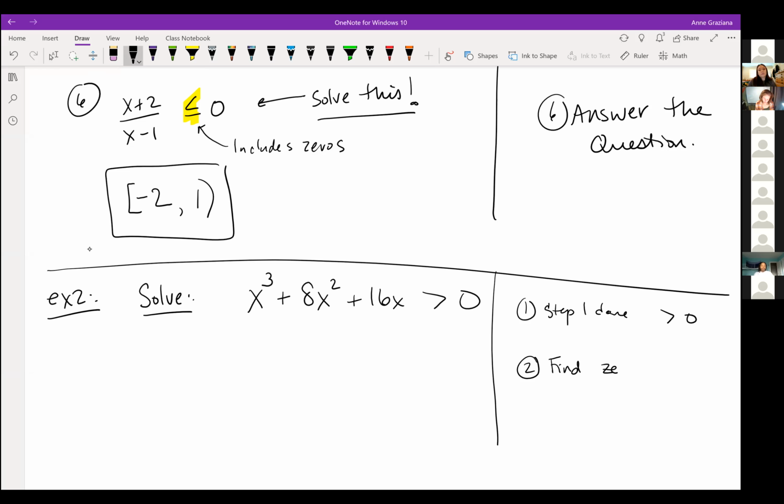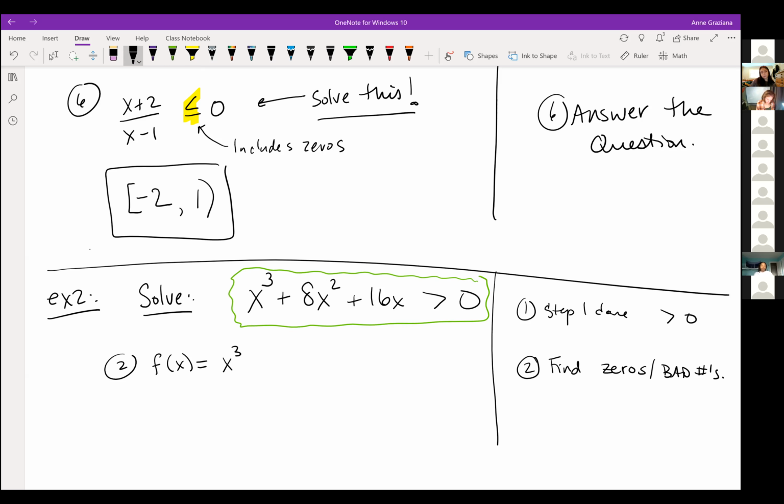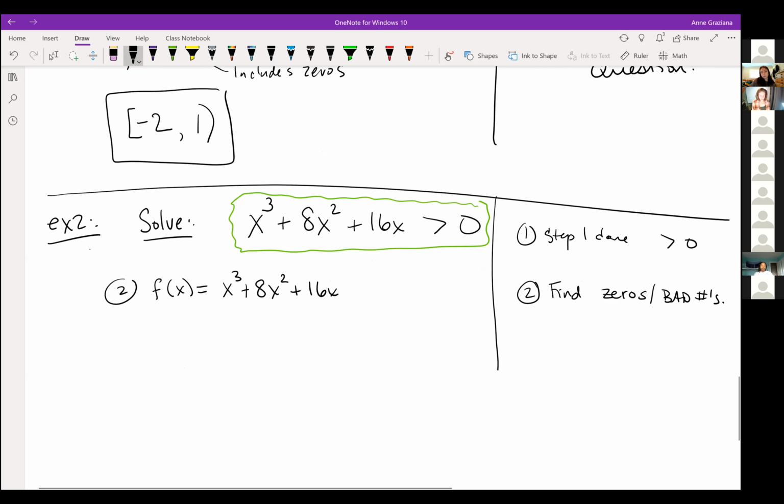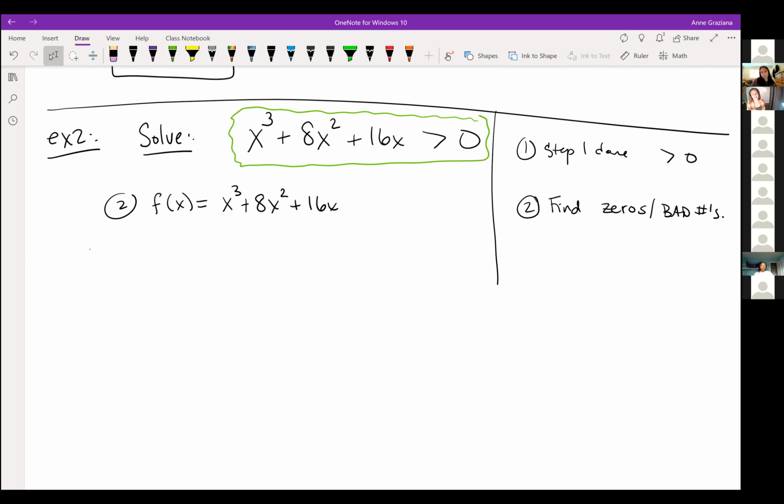We don't have any fractions to put together. So I'm going to make it a function. Right from the start, we have our question, it's already set for us. That's nice. So now I just make it a function, x cubed plus 8x squared plus 16x.